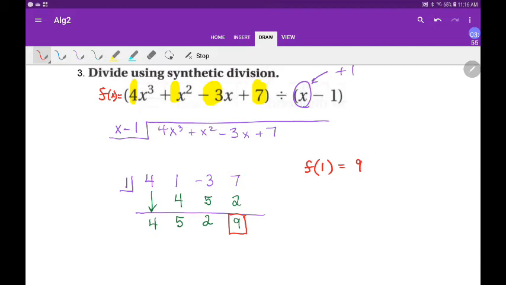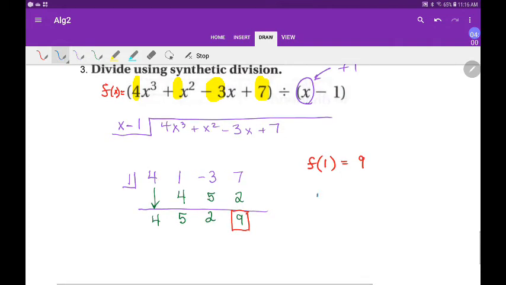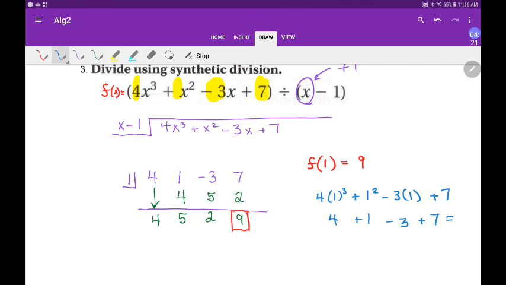Okay, you say, well, I don't believe you. Well, okay, let's check it. We'll say 4 times 1 to the 3rd power plus 1 squared minus 3 times 1 plus 7. So we have 4 plus 1 minus 3 plus 7. And if I add that up, I'm going to get 9. So it's actually true. If I plug it in, that's what I get. I get 5, take away 3 is 2, plus 7 is 9. So it's true.